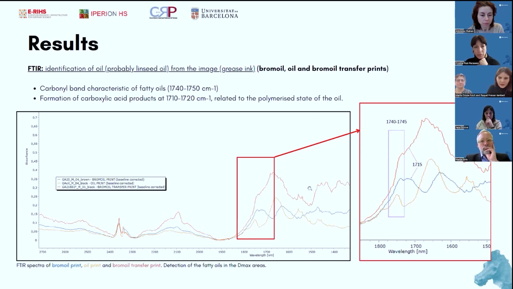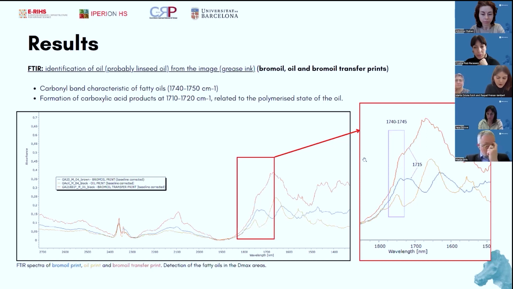The spectrum below shows the result of the FTIR analysis of an ancient bromoil print. We see the blue spectral line, a contemporary oil print, the yellow spectral line, and an ancient bromoil transfer print, the red spectral line. Note that in the oil print, the yellow one, a band at 1745 is clearly distinguishable. It corresponds to the carbonyl group of the drying oil.